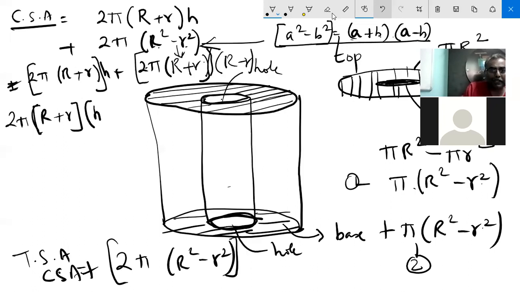2 pi into R plus r எடுத்துட்டா, வெளியே எடுத்துட்டா, மிச்சம் என்ன இருக்கு? R minus r. H. இதுல h இருக்குது. h இங்க எடுத்து மாட்டேன். 2 pi into R plus r இதுலயே வெளியே எடுத்துட்டேன். மிச்சம் என்ன இருக்குது?